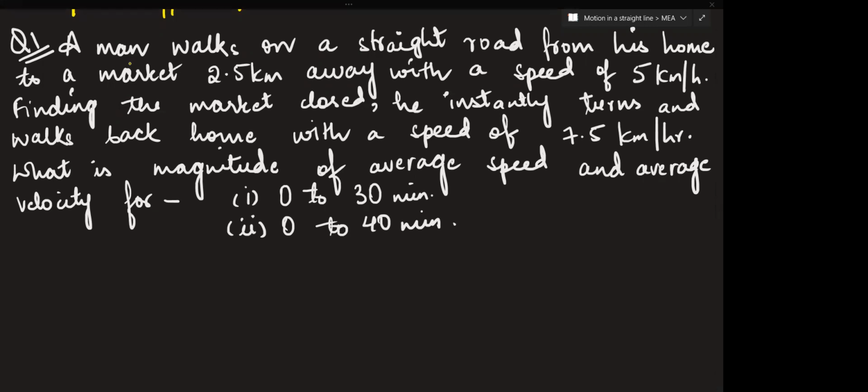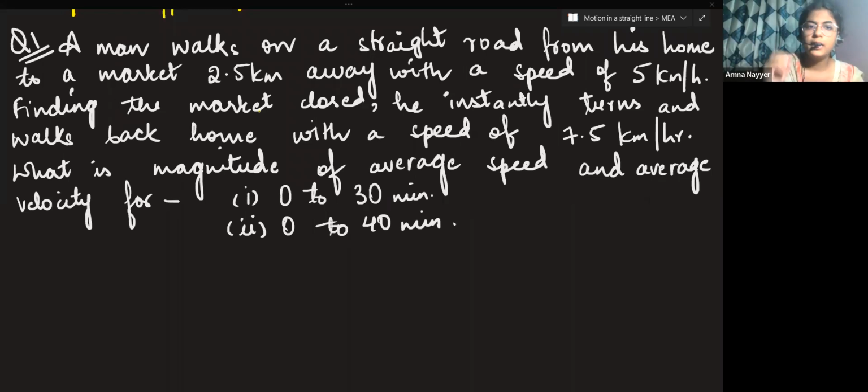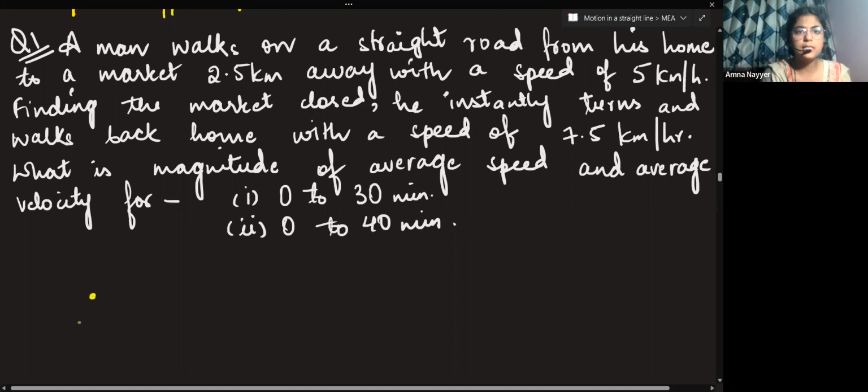Okay, let's just discuss this time portion. And I think if you try the question, then you will be able to answer it. Let me read the question for it. It says a man walks on a straight road from his home to a market 2.5 kilometers away with a speed of 5 kilometers per hour. It means this, let's say this is the home of the man. This is the market.